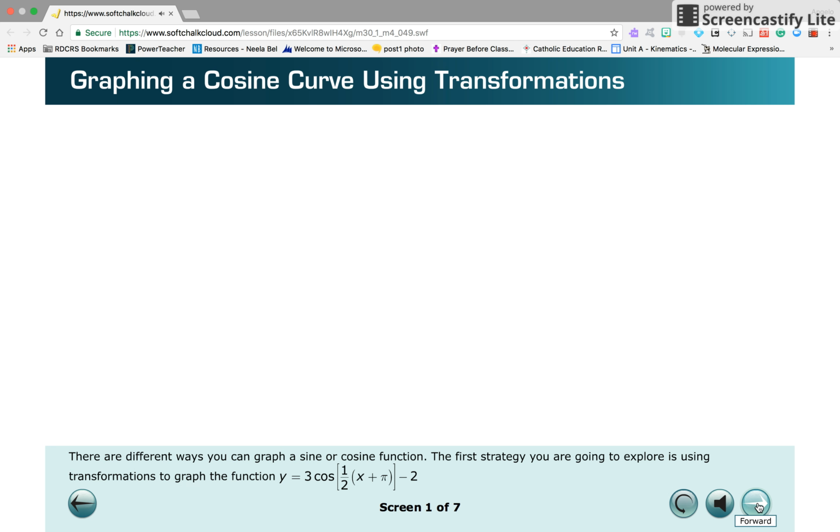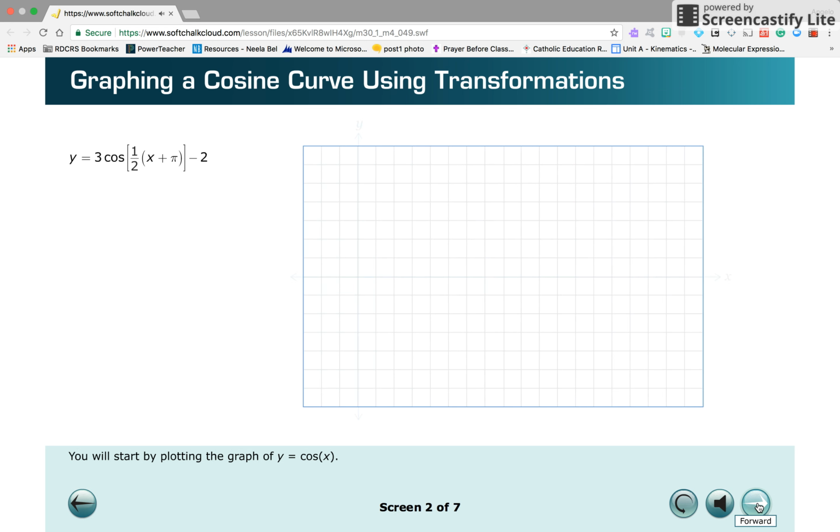There are different ways you can graph a sine or cosine function. The first strategy you're going to explore is using transformations to graph the function y equals 3 times the cosine of half x plus pi minus 2.